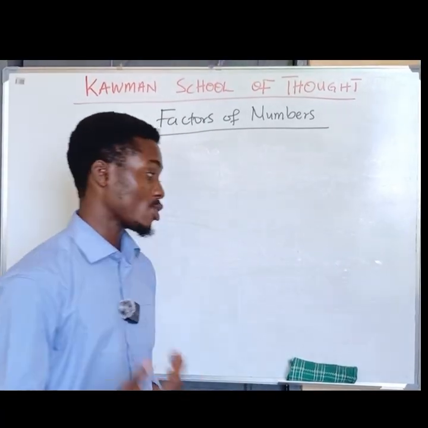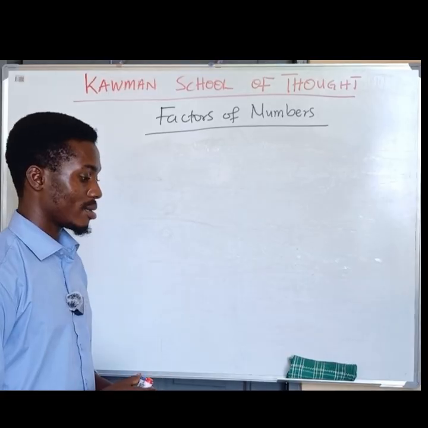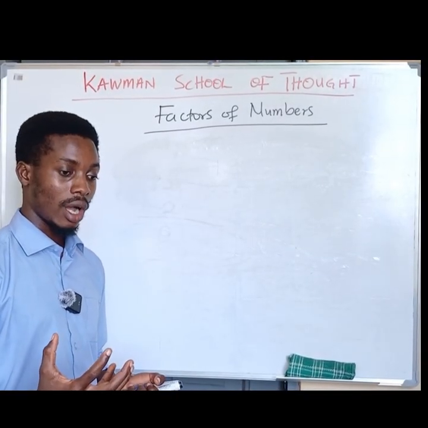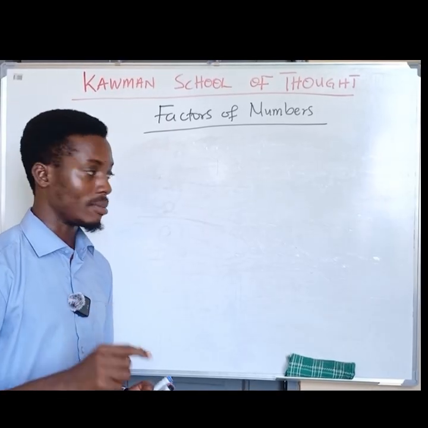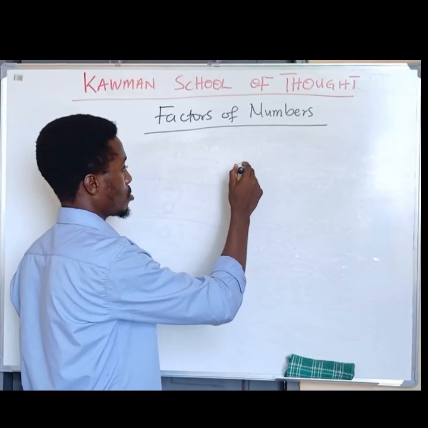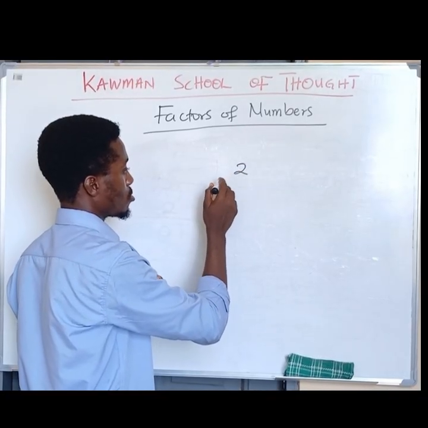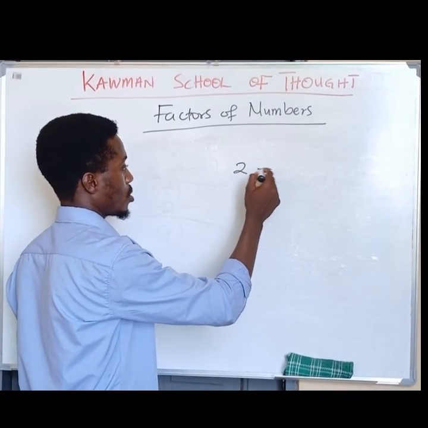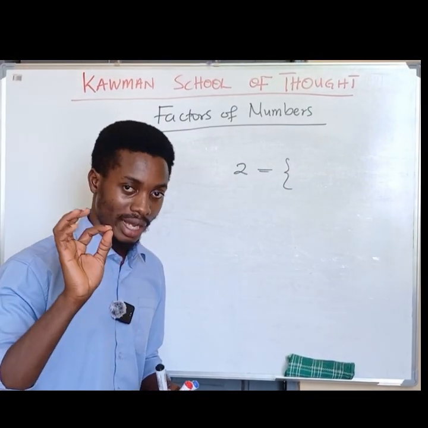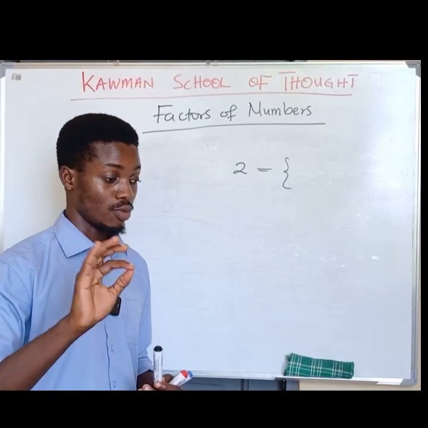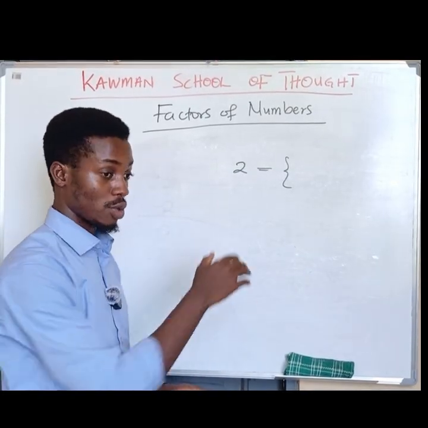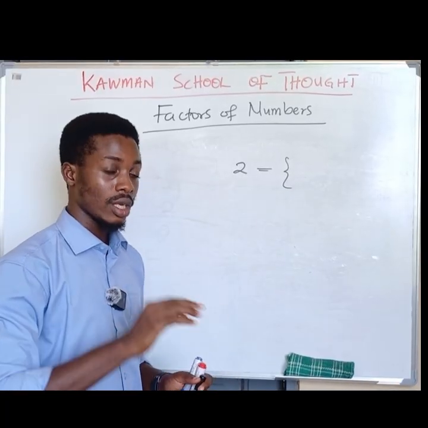So, when we talk of factors of numbers, it means something very simple. It means the set of numbers that can all divide a particular number. So, for example, if I ask you what are the factors of 2, what numbers on earth can divide 2 equally without a remainder? We are looking at without remainders, because there are billions of numbers that can divide 2, but we won't do that. When they divide 2, there is no remainder.